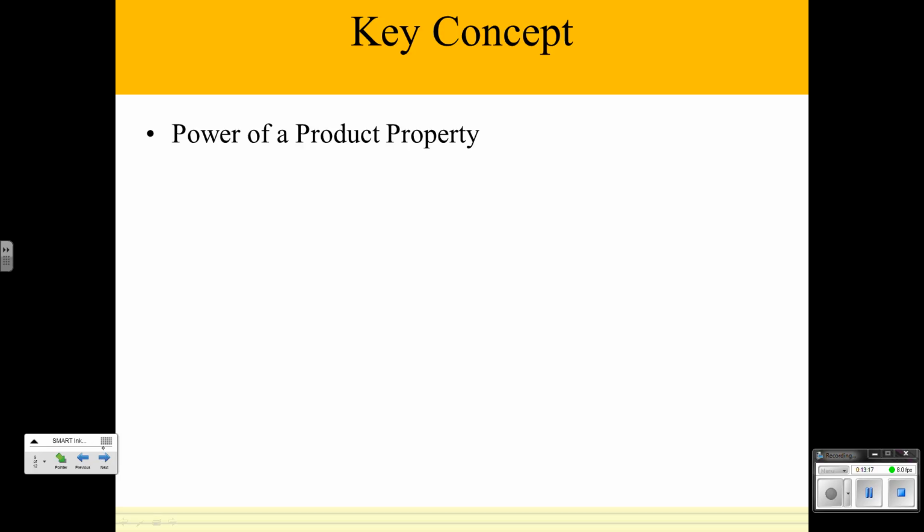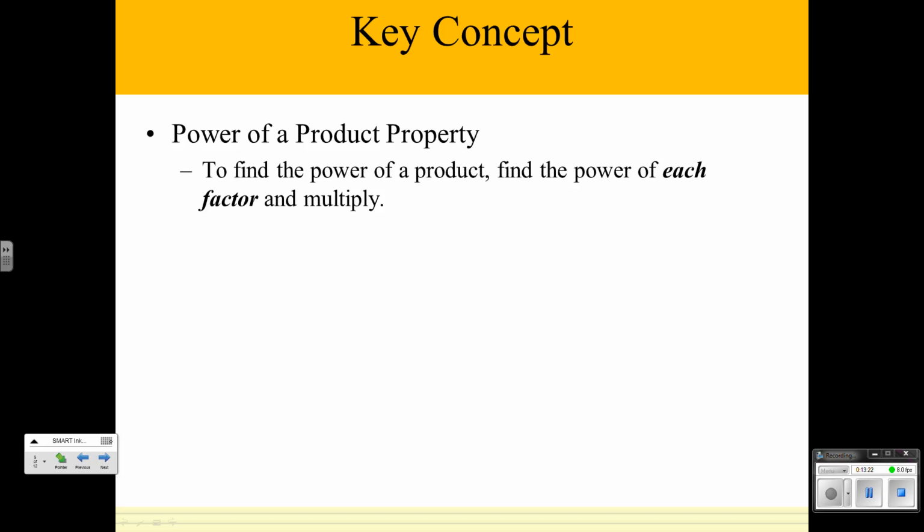Power of a product property. We're putting it all together. Here's the example. To find the power of a product, find the power of each factor and multiply. And holy cow, I know that sounds like a lot, but if I show you an example, I'll try to keep it easy. So here we have a and b. a times b. This is a product inside here, okay? Now, this product is raised to the mth power.